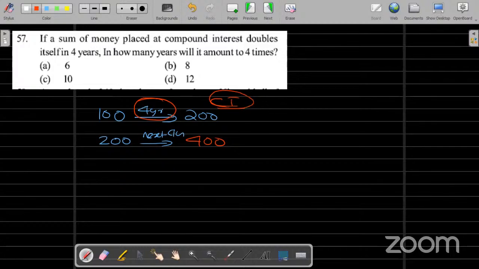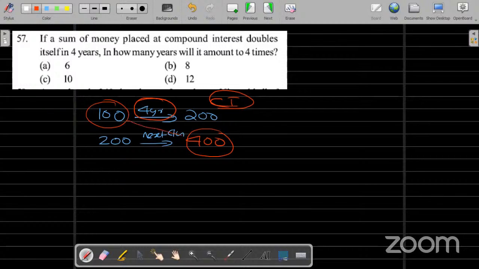So at that particular rate of compound interest, 100 rupees doubles in 4 years. Now doubles means 100 becomes 200 rupees. 200 rupees in the next 4 years will double. It will be double of itself. So it will be 200 into 2, 400. That means 100 becomes 400.